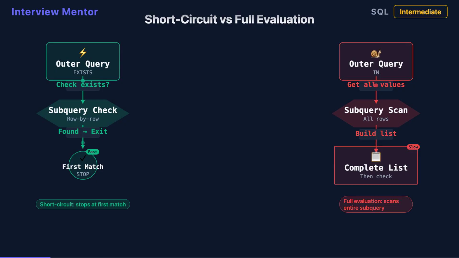EXISTS stops immediately when it finds the first matching row because it only needs to know if at least one match exists. It returns true or false. IN, on the other hand, often evaluates the entire subquery to build a complete result set, then checks if your value appears anywhere in that list. With thousands or millions of rows, that's a massive difference.